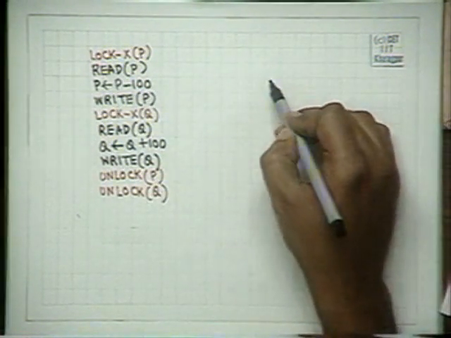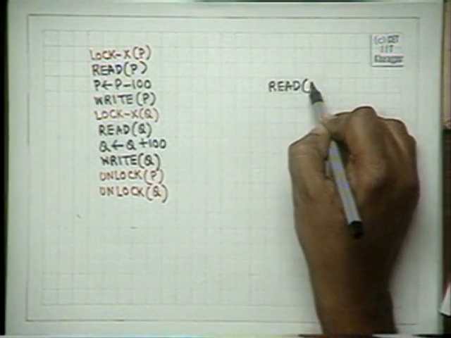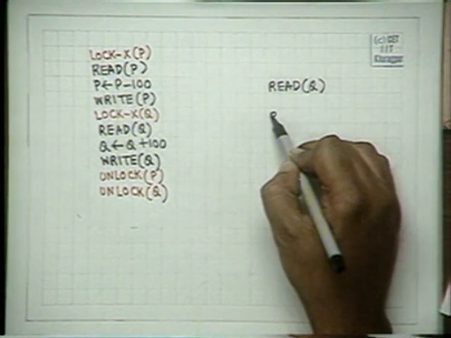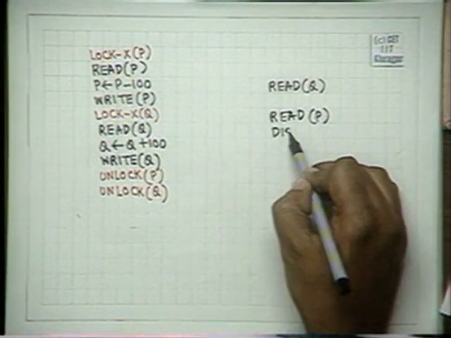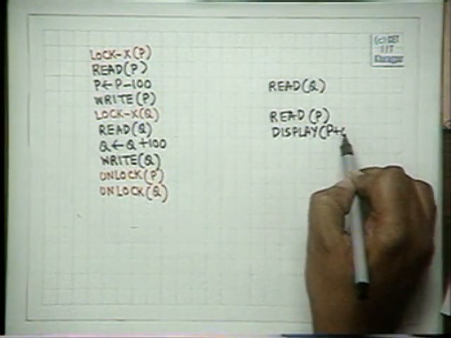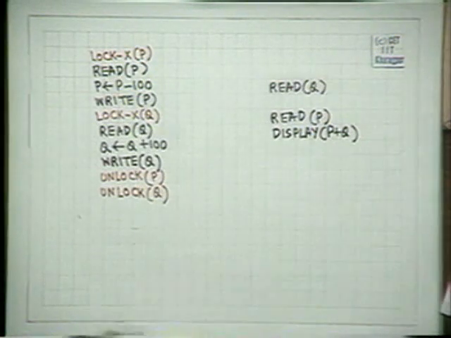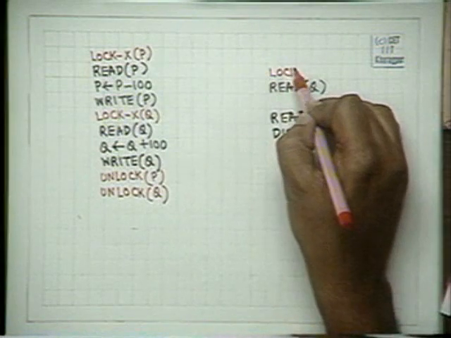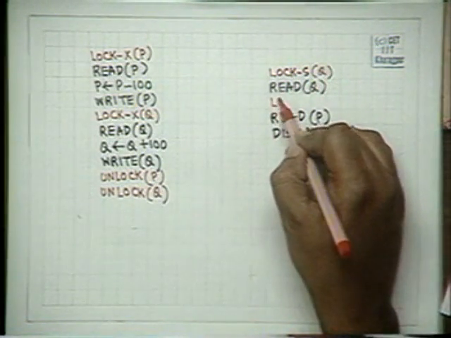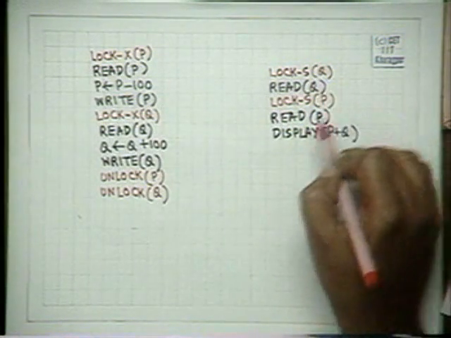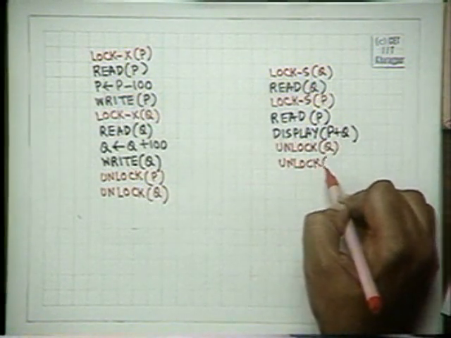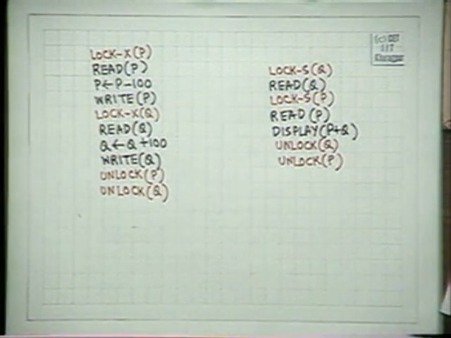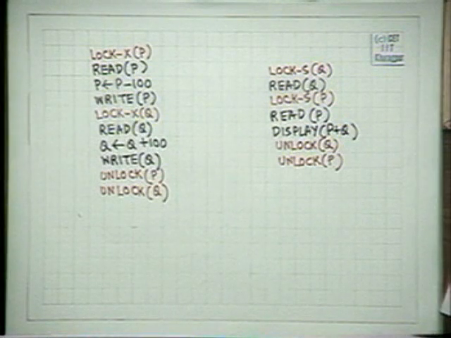And what about the next one? The other transaction, you had read Q, then read P, then display P plus Q. Here again you will lock S Q, lock S P, and then unlock Q, unlock P. So if we follow the two-phase locking protocol, then we reach a situation like this.